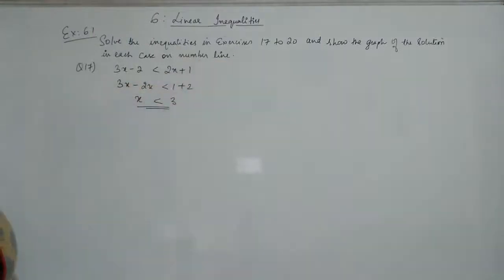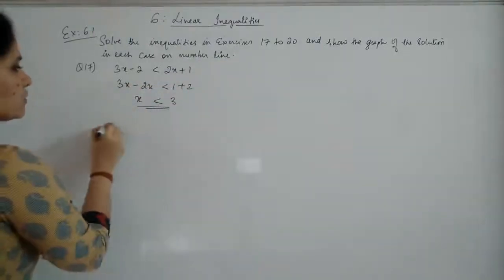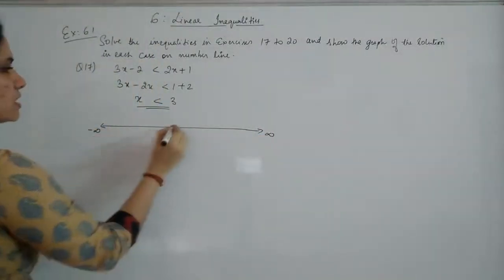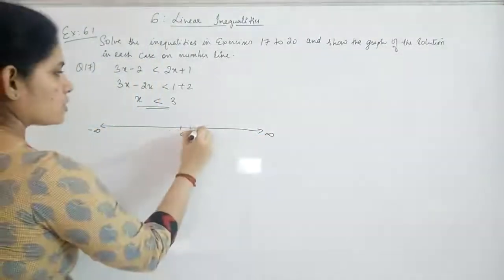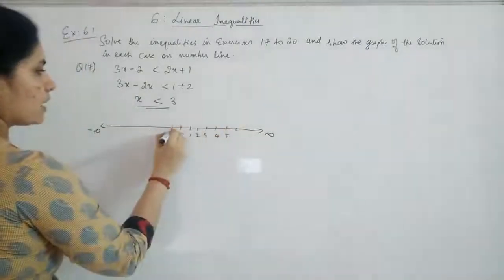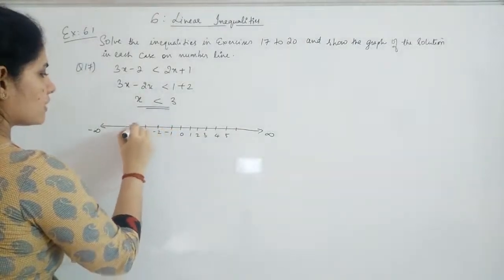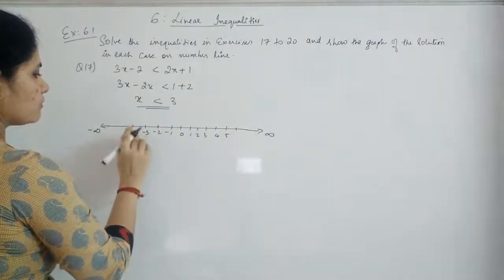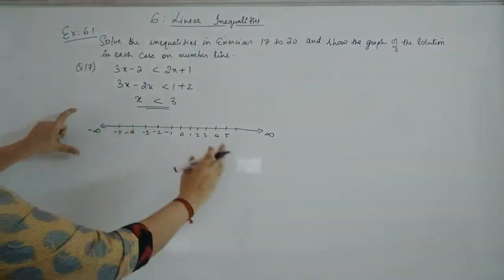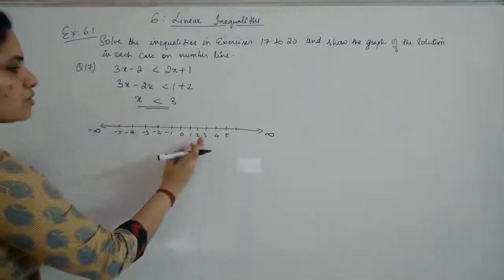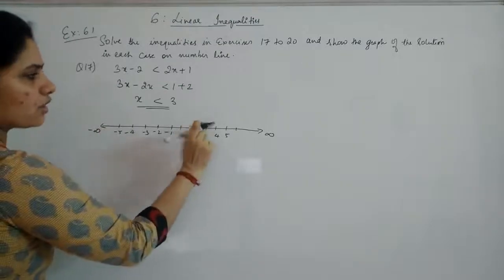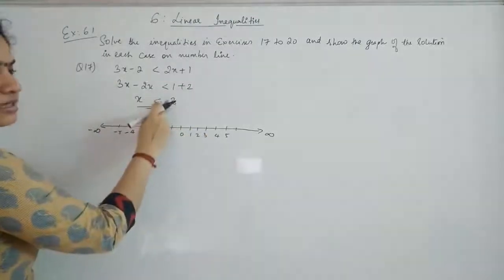Now the second part is you have to show this on the number line. So you will just draw the number line, plus infinity, minus infinity, let this be 0, 1, 2, 3, 4, 5, etc. It is going negative 1, negative 2, negative 4, negative 5 like this. So how you have to represent this on the number line is the values of x which are less than 3. Less than 3 means this part, and 3 is not included. Since it is less than 3, it doesn't take the value 3.